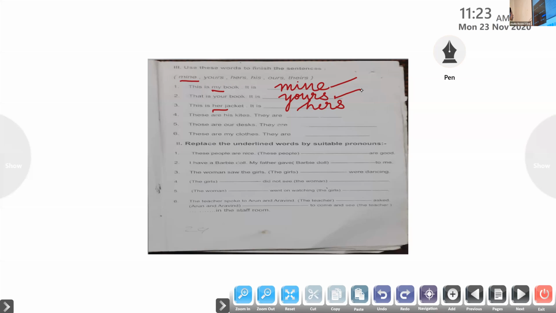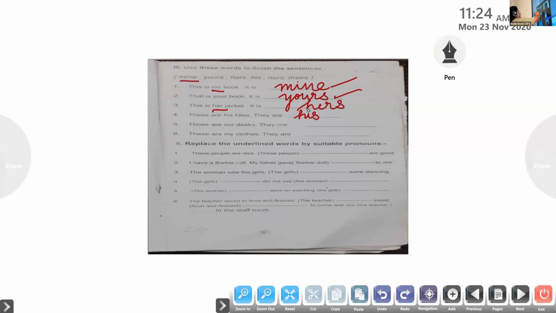Children. Anna's not there? Anna, enable your video. Otherwise, I'll move on to Parvana. Those are active here. Yes, Parvana, come on, do the next one. These are his kites. They are his. Very good. If it belongs to a boy, we say it is his. Okay, very good. Now I'll move on to the next person.